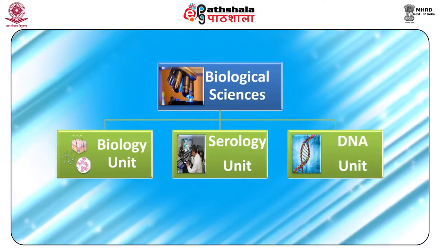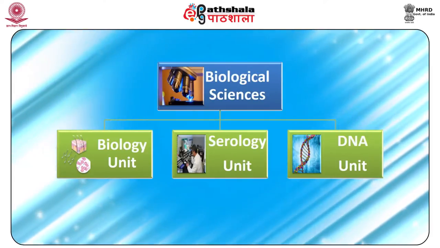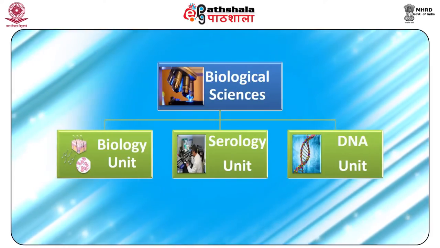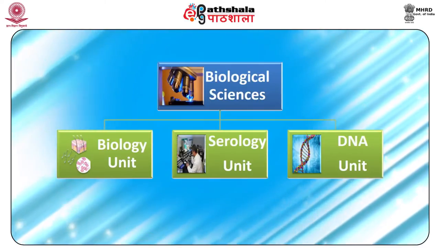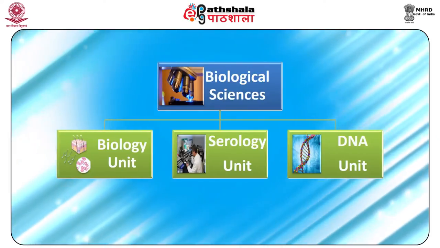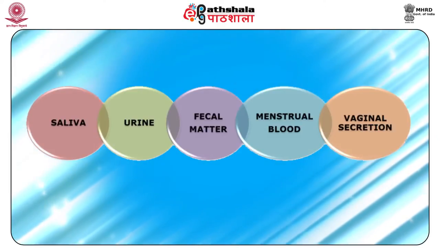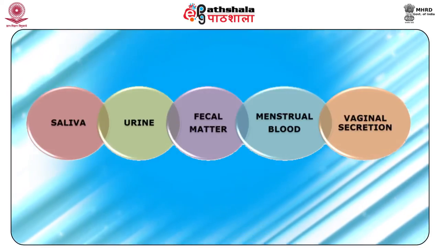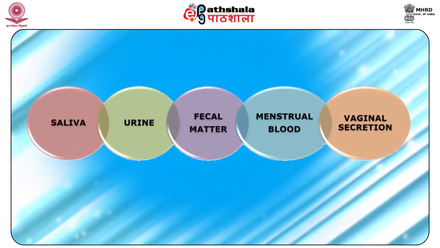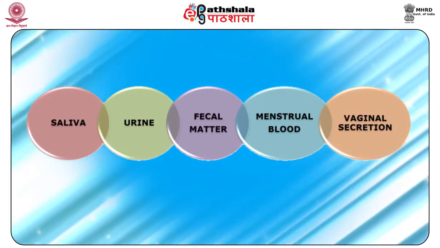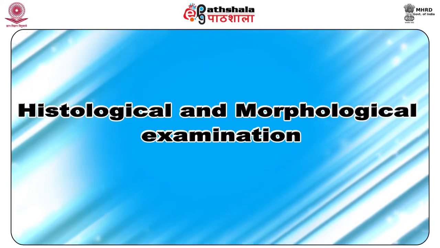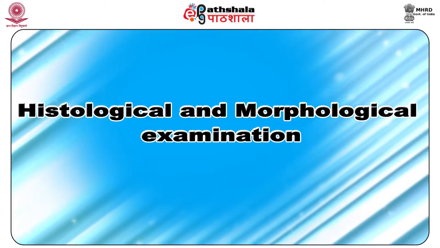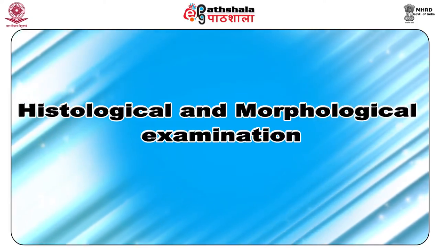Biology unit. In this unit, all the biological evidences, including that of human, animal, and plants, are identified and compared. Examples include the biological fluids like saliva, semen, sweat, urine, fecal matter, menstrual blood, and vaginal secretions, etc. Histological examinations of tissues of human or animal origin and morphological examination of hair, wool, and fibers are done here.